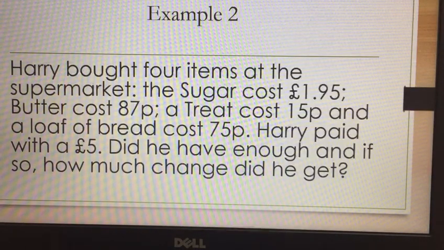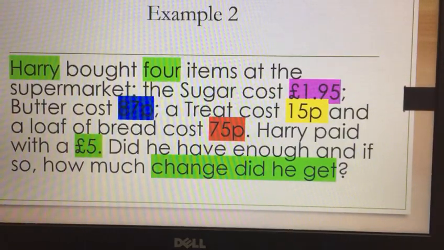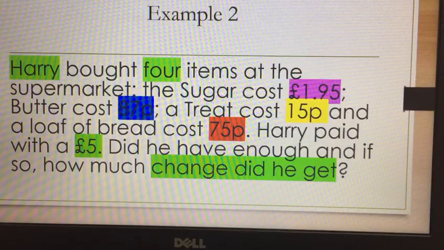So this is a two-step problem, so we're going to break it down. First thing we need to do is highlight the key figures and words in this question. So once again, see if your highlighted words are the same as mine. I've highlighted the fact that Harry's bought 4 items. One of them is £1.95. The second one's 87p. The third one's 15p. And the fourth one is 75p. I've also highlighted the fact that he uses a £5 note. And the question is, if he has enough, how much change does he get from that £5?